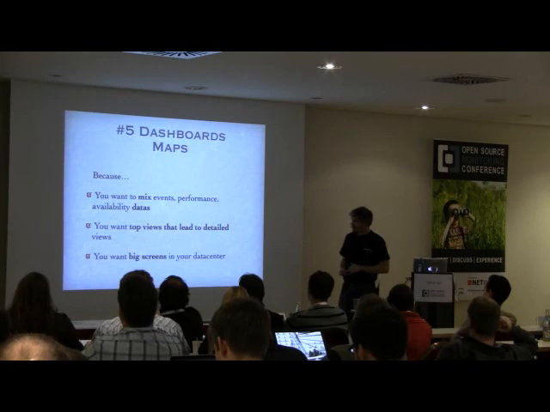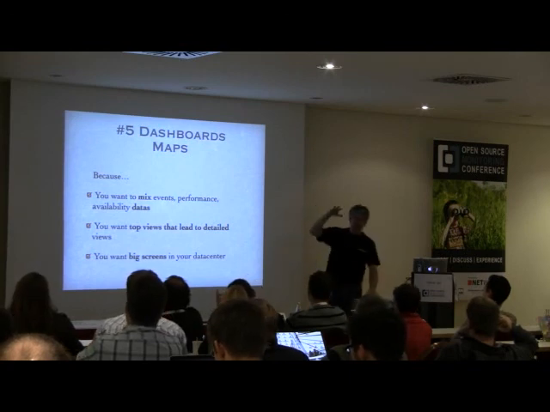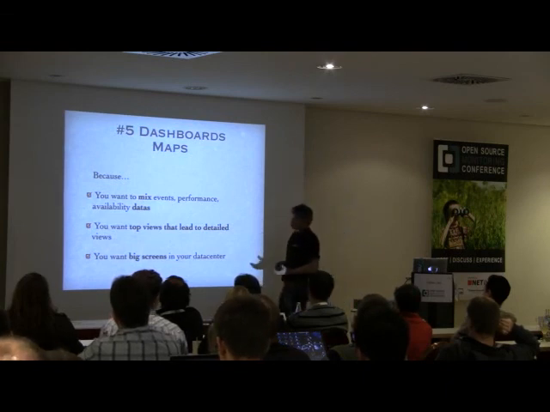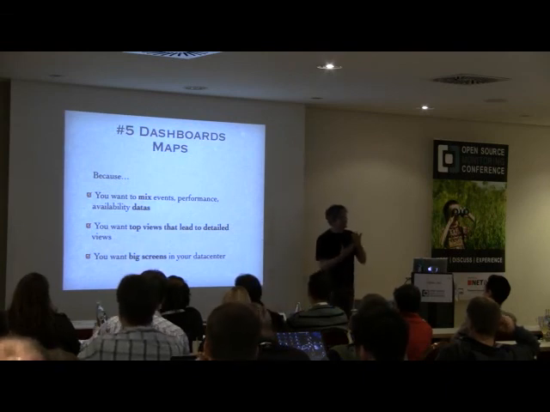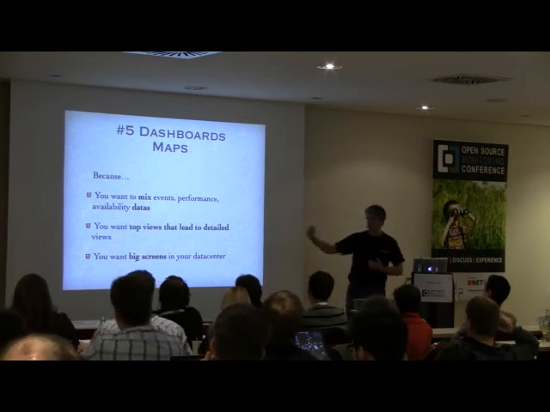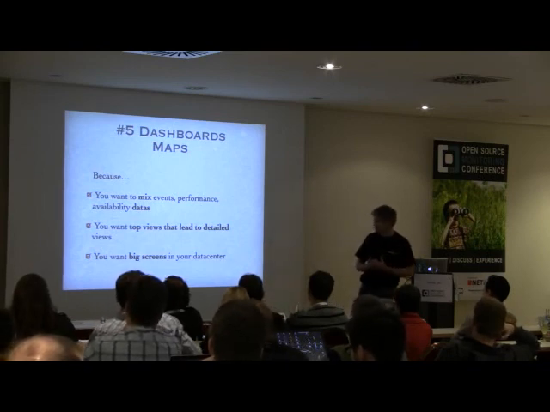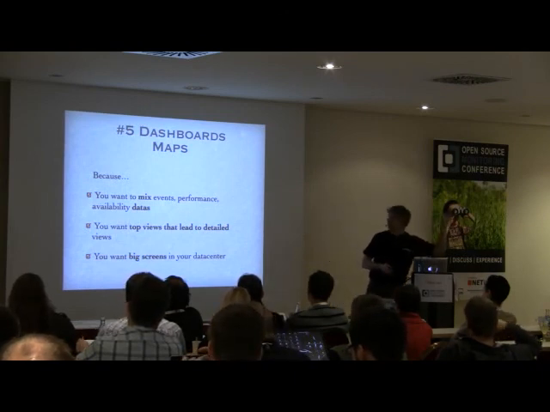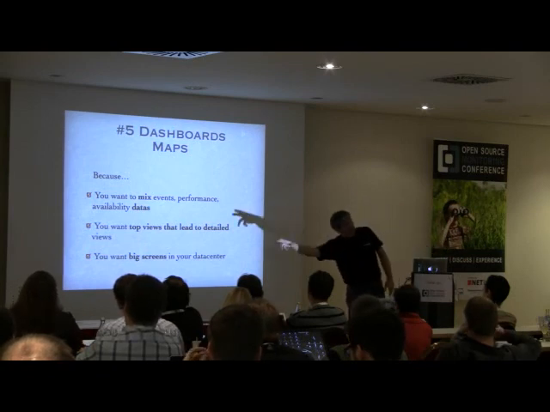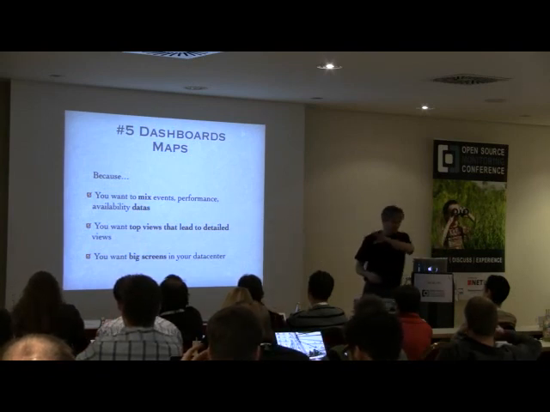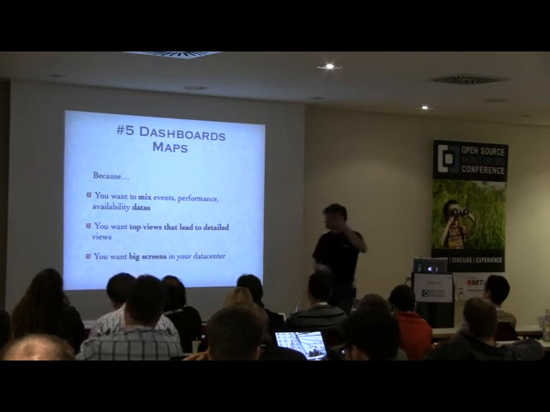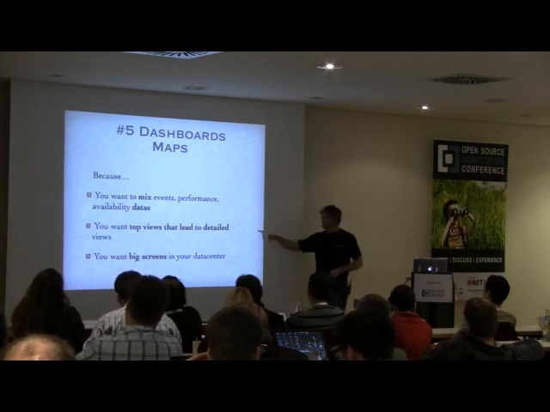So we have end user experience, we have technical data, we have a lot of data coming in. We want dashboards or maps because we want to mix events like syslog events. We want performance and availability data. We want to mix them on one screen, not having one console for availability and another interface for performance. You know, you have your application and you see all that. We want a top view that leads to a detail view.